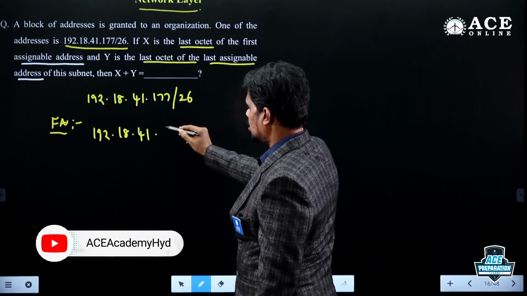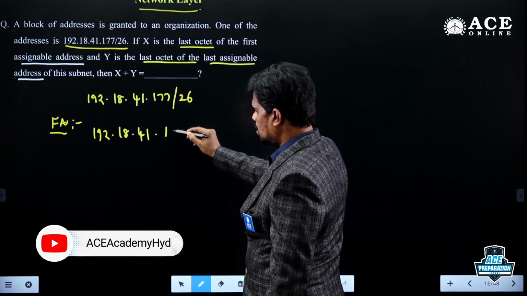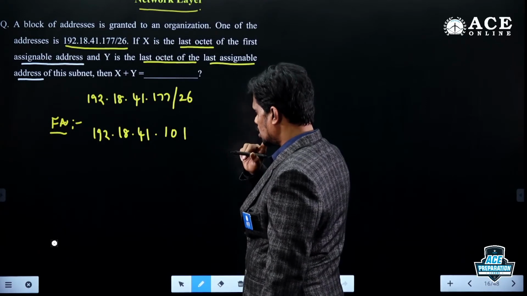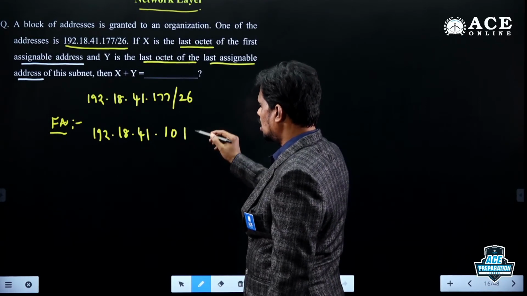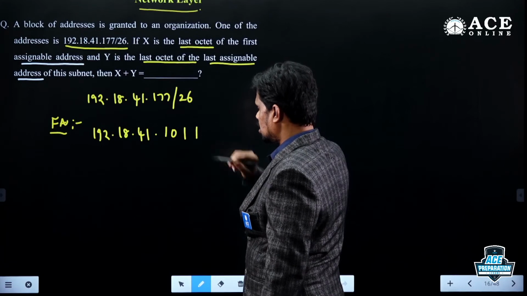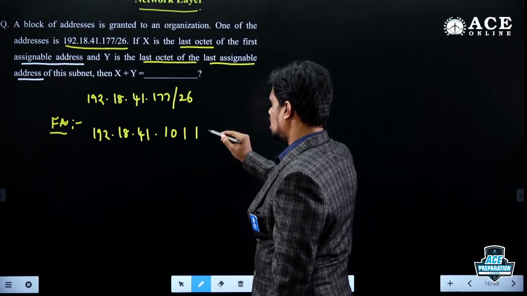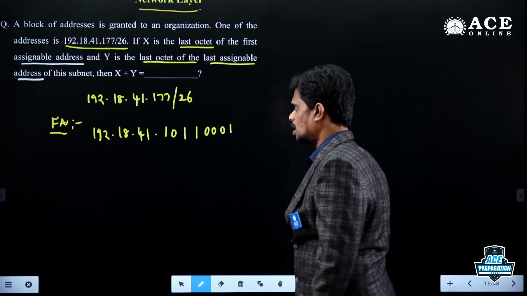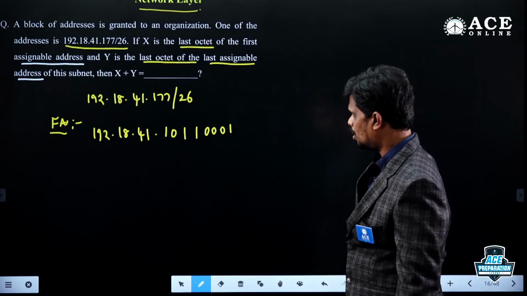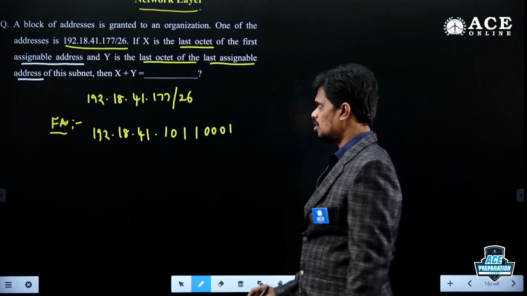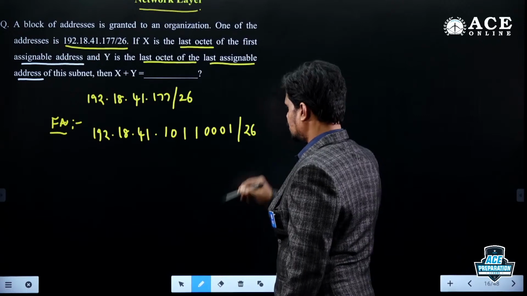192.18.41.177. How can I write it? 128 plus 32 is 160, plus 16 is 176, and then this is 0. This is 177, I believe. In binary, 10110001. This is 177 slash 26.